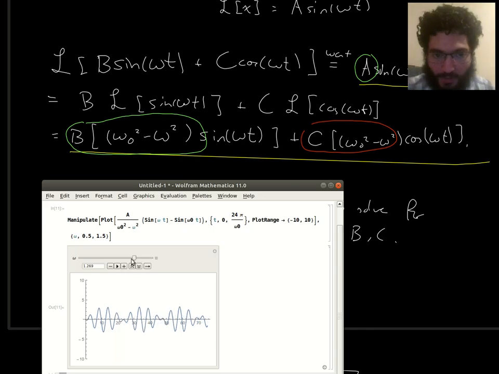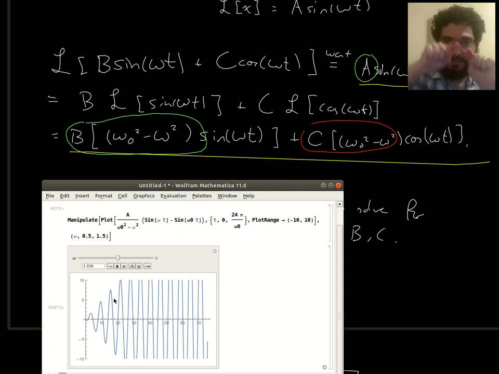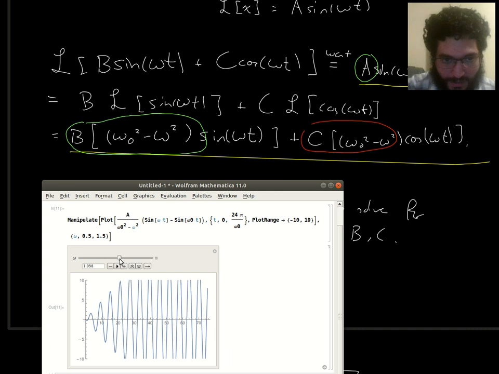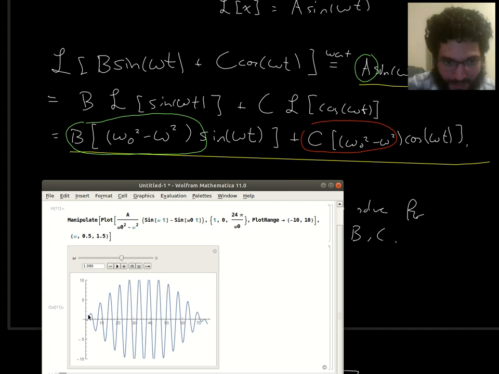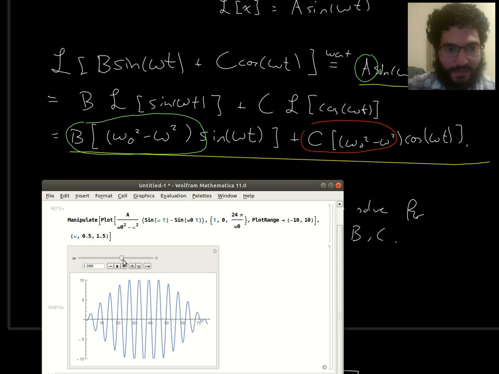Here we're seeing what happens when omega is very close to omega naught. You get craziness, right? The amplitude just keeps growing and growing and growing. But if you look here, it grows and grows and grows, and it eventually comes back. That's that beat frequency thing I'm talking about. So it beats. It eventually comes back.